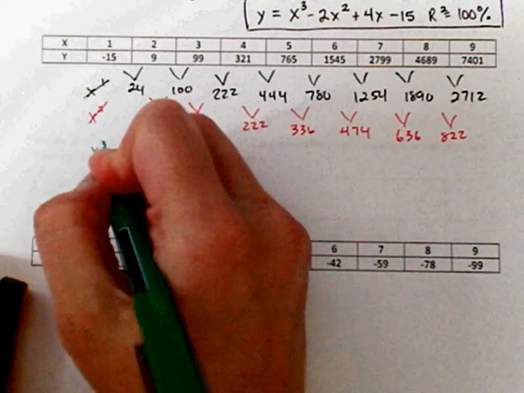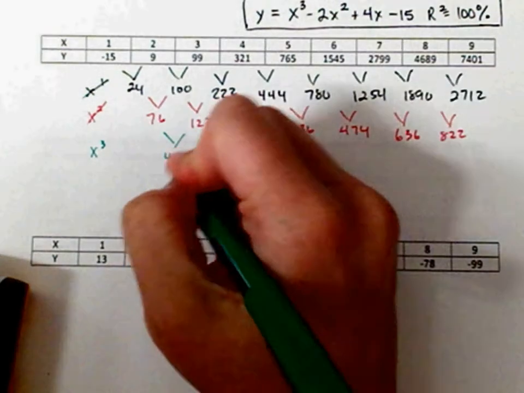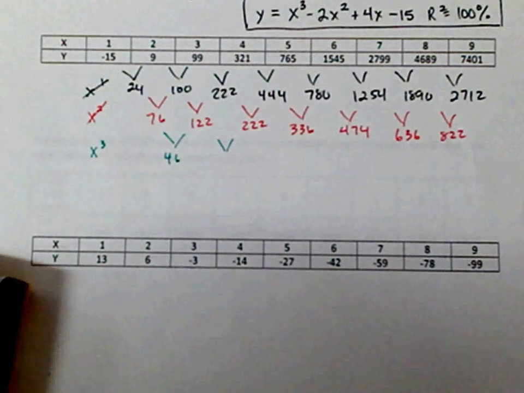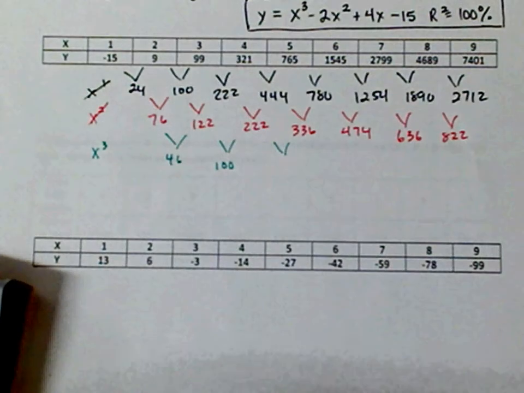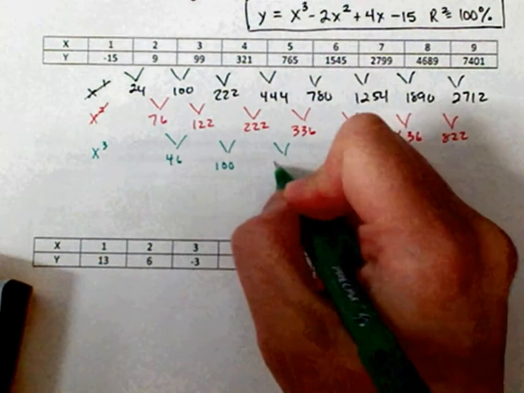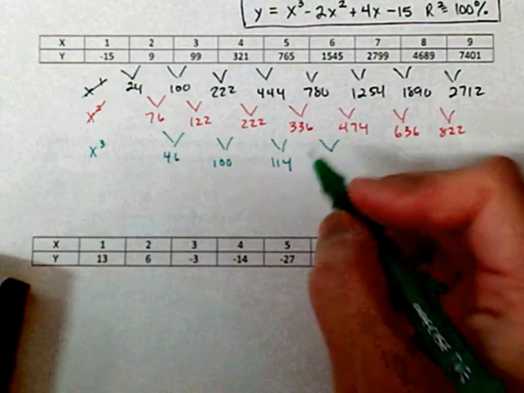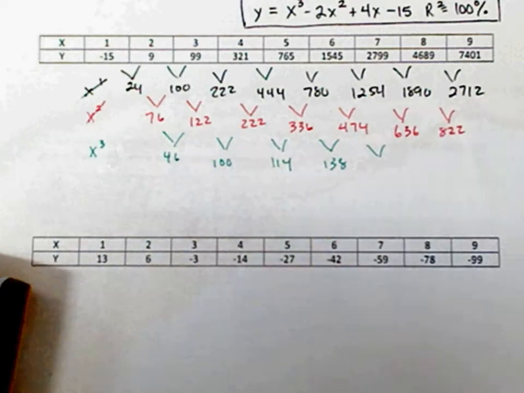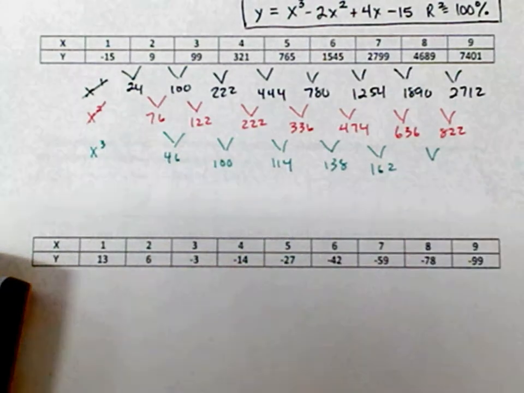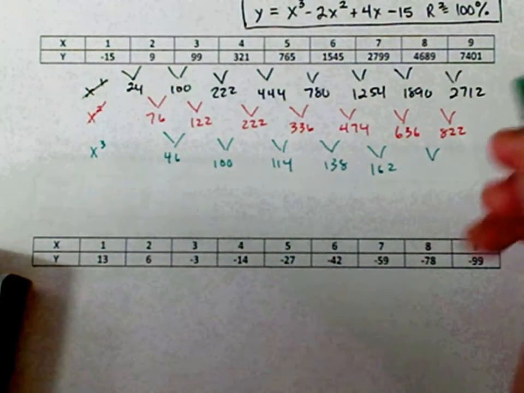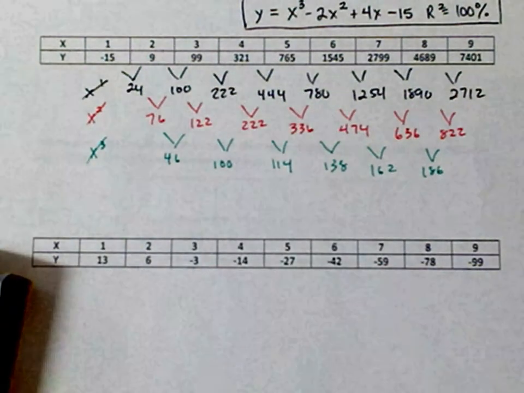Here we go. 122 minus 76. 222 minus 122. Okay. 336 minus 222. 474 minus 336. 636 minus 474. 822 minus 636. And it's not a cubic. Okay? Continue on. Let's go see if it's a quartic.